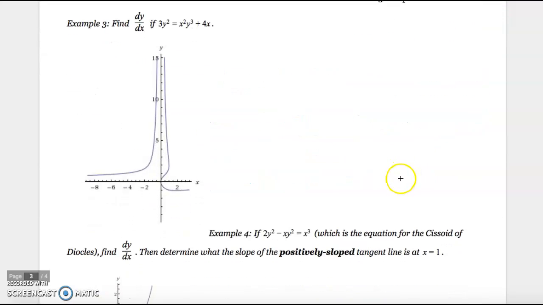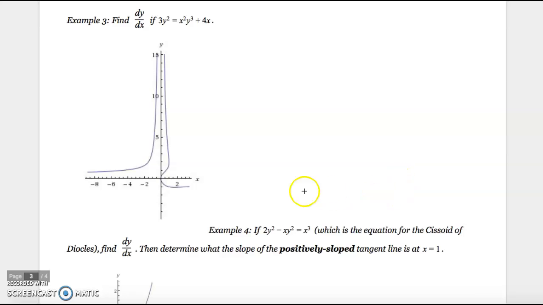Let's try another example. All right, so this equation makes this graph super fun. And now we're going to find the derivative of this using implicit differentiation. And I think this will be the last example for this part of the video. So first thing I'm going to do is start off with my left-hand side. Derivative of 3y squared would be 6y. And because I took the derivative of y, I tack on a dy dx.